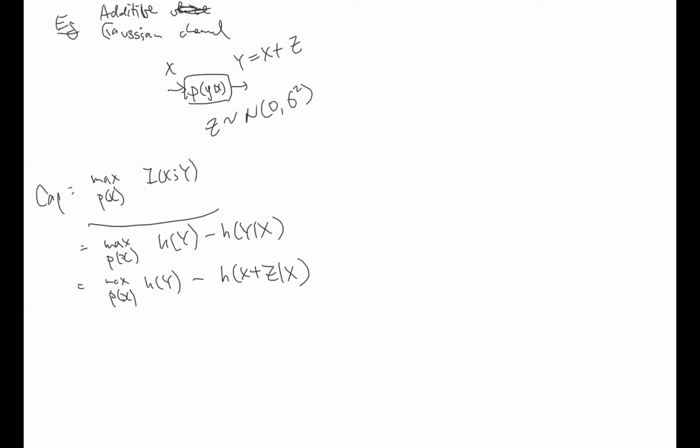Now, given X here, you see that X becomes a constant, because you're given X, so X is essentially just a constant. It's deterministic now.